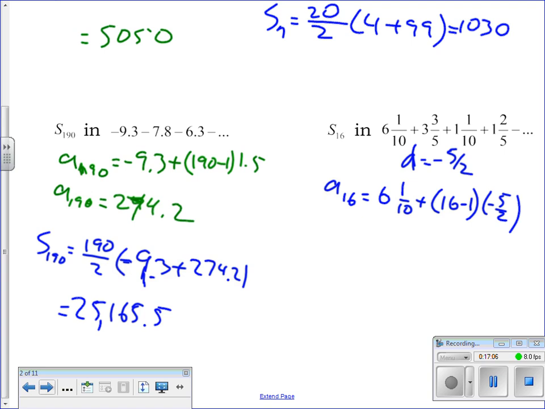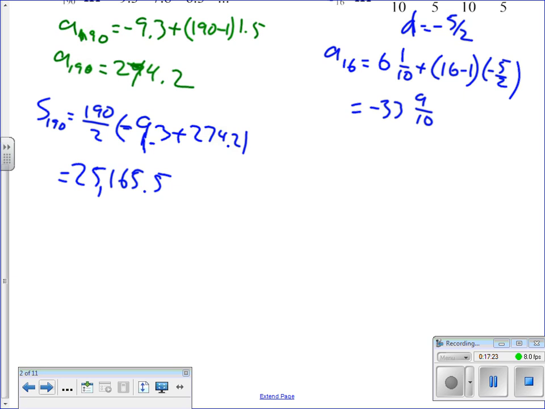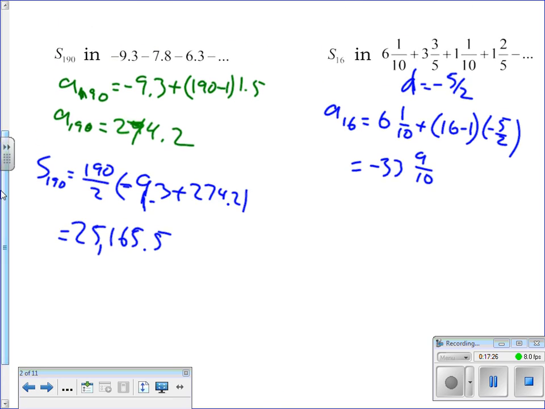And I end up getting, you're going to love this one, negative 33 and 9/10. So that's my last term. Set up for the sum of them. The sum of the first 16 terms: 16 divided by 2 times the first term, 6 and 1/10, plus the last term, negative 33 and 9/10.